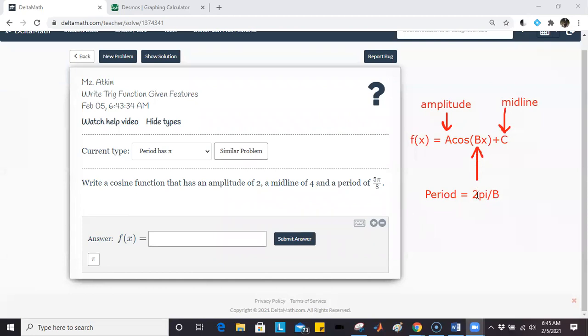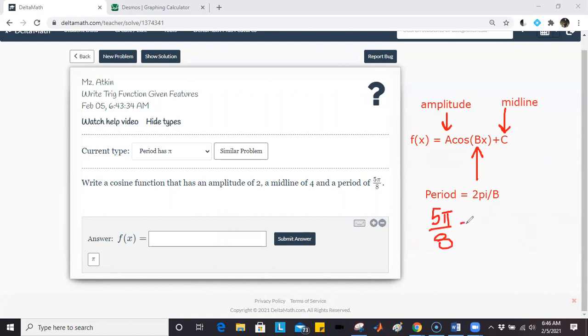Remember, the period is actually 2 pi divided by B. So all these previous problems, we were putting a 1 in there because the period was 2 pi. So we were doing 2 pi divided by 1, which is 2 pi. So in this case, where we have a period of 5 pi over 8, we're actually going to have to solve for B. But we can do that. Not a problem at all. So in this case, our period is 5 pi over 8.